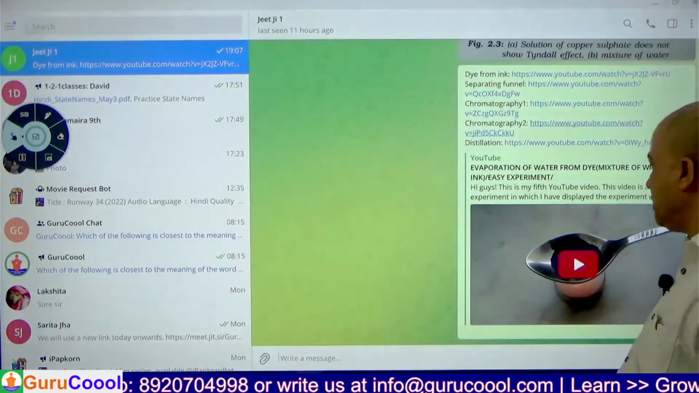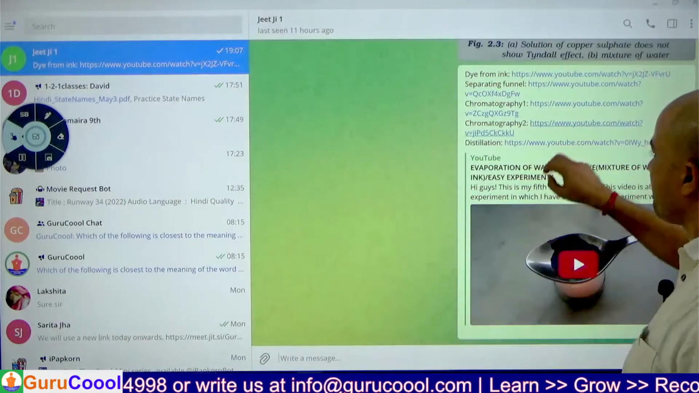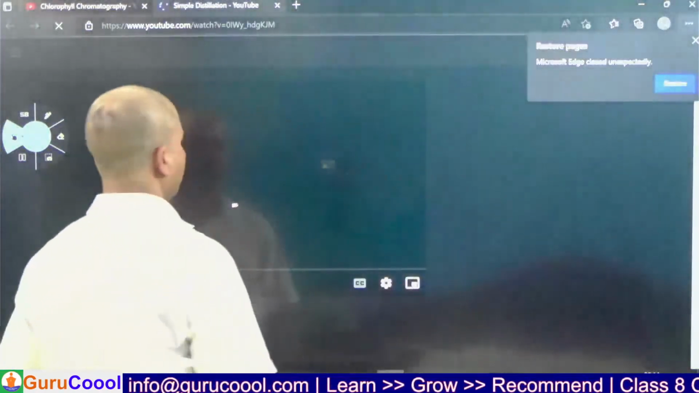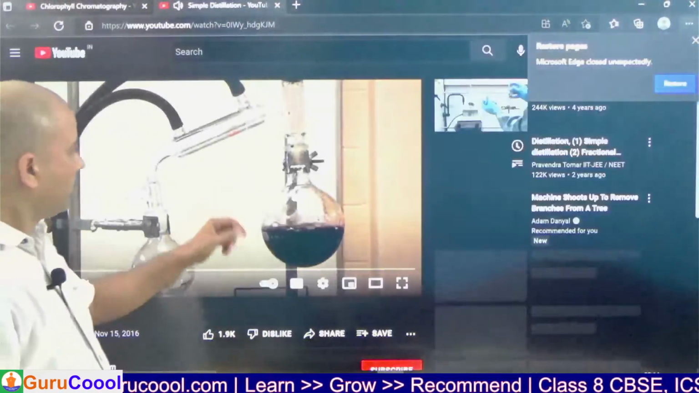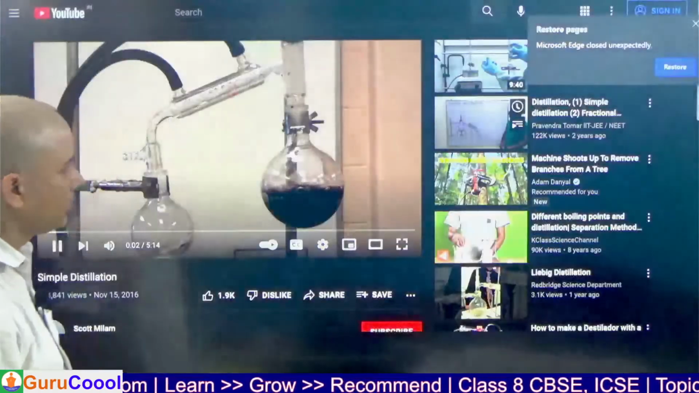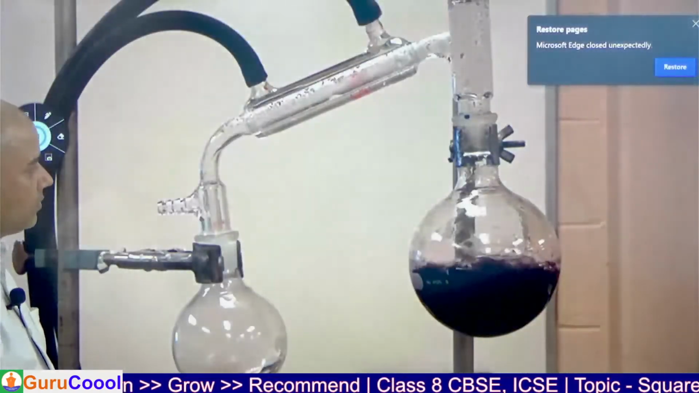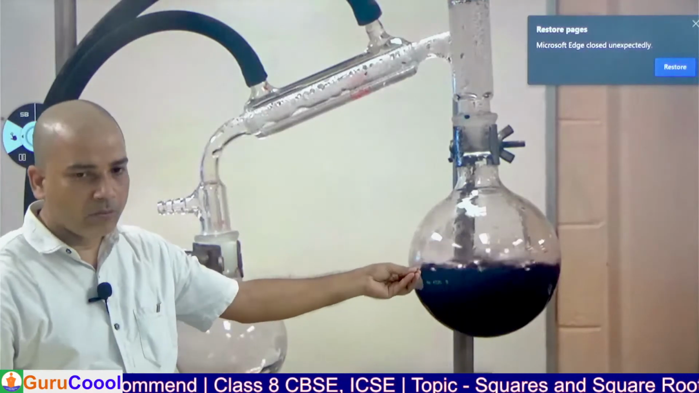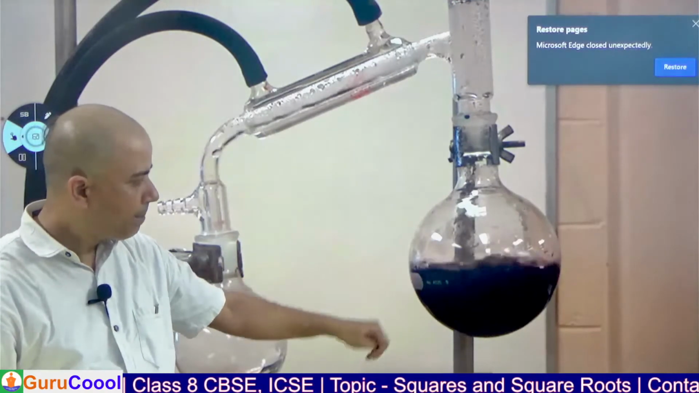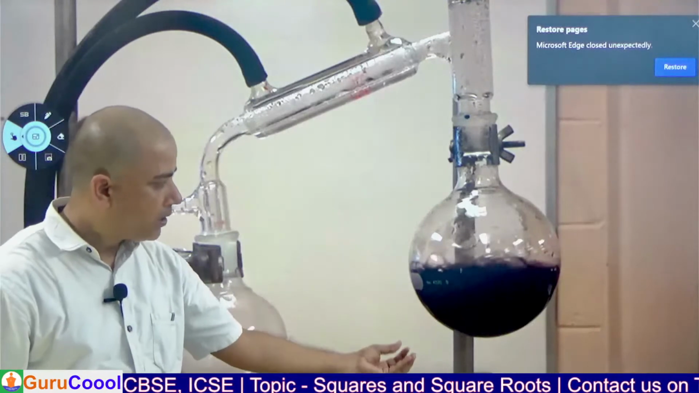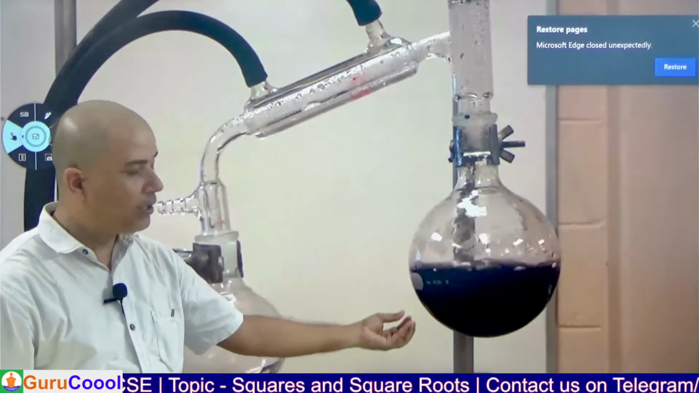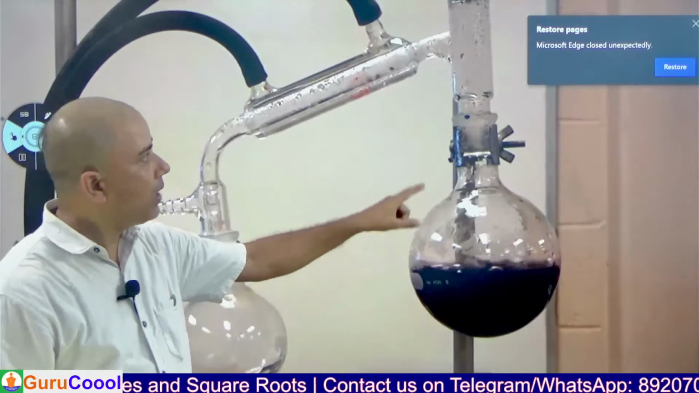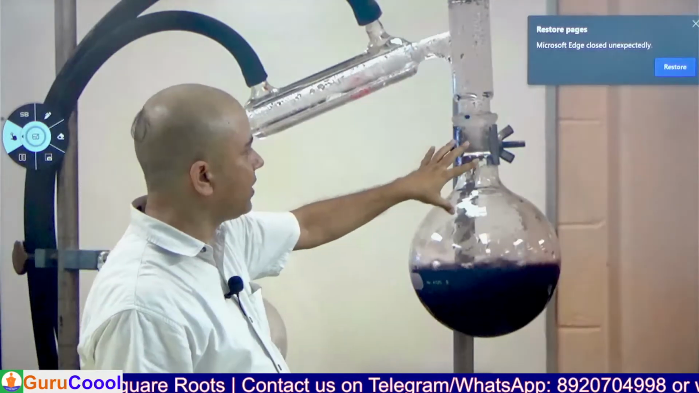Now let us see the distillation process. A video over distillation. See, some mixture is there where two or more liquids are mixed together. Some heat is being supplied. How much temperature should be there? It can be controlled with the help of a thermometer.